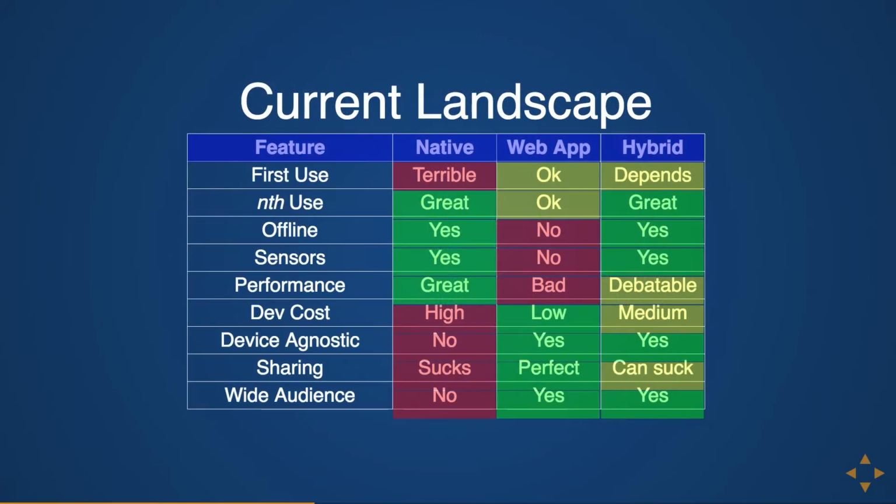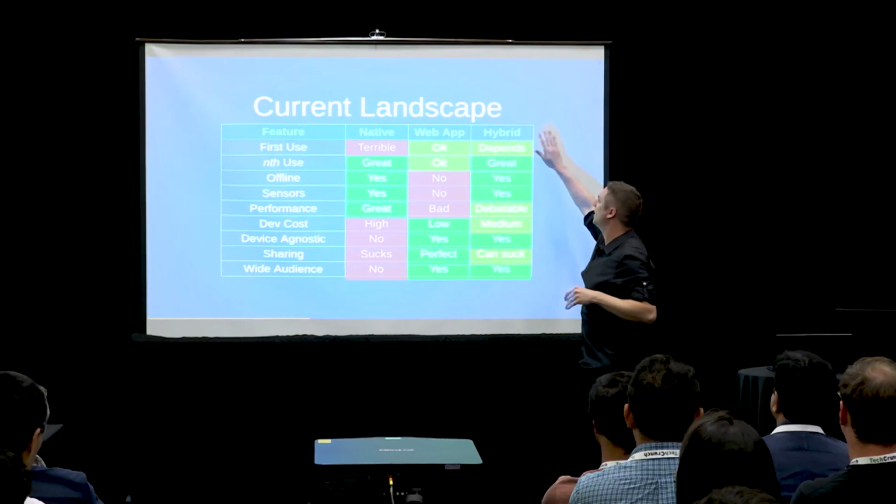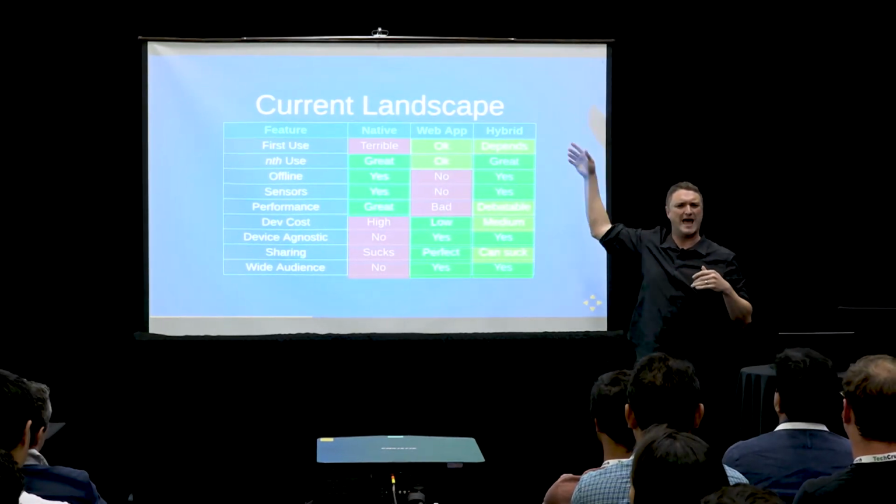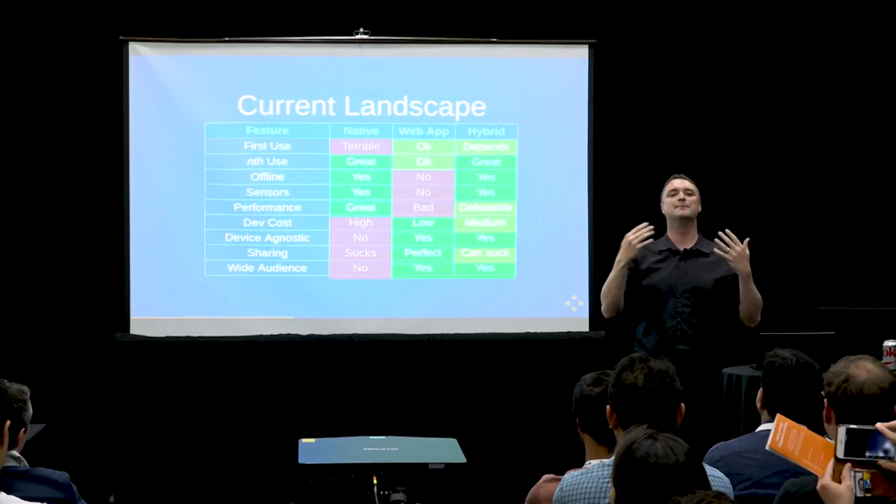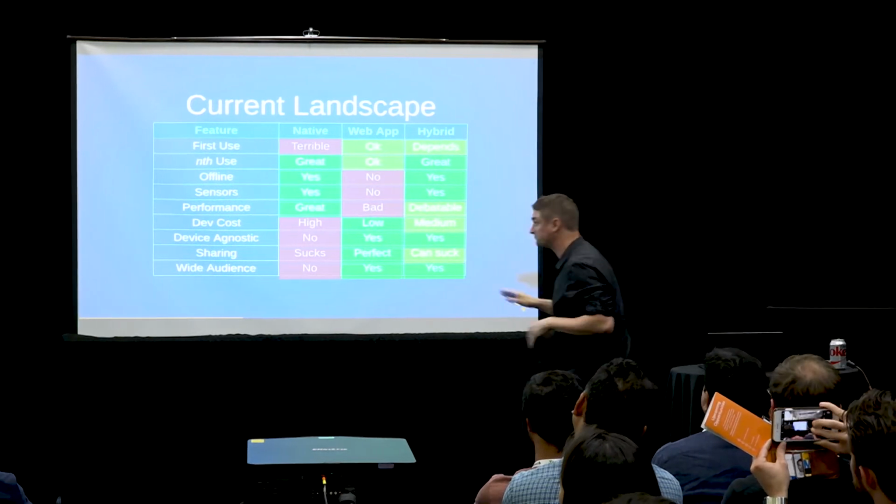So let's take a look at the current landscape of native apps, web apps, and hybrids. A hybrid's a special kind of app category. This is essentially a web app that runs in some native app wrapper. Examples of this are Cordova, PhoneGap, Ionic. These are hybrid web and native apps.